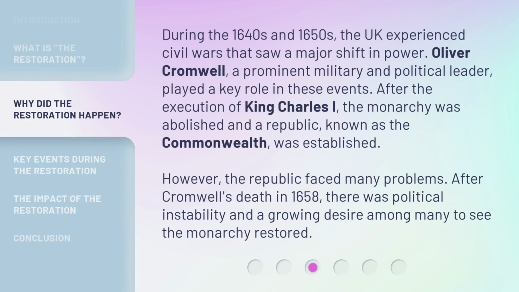During the 1640s and 1650s, the UK experienced civil wars that saw a major shift in power. Oliver Cromwell, a prominent military and political leader, played a key role in these events. After the execution of King Charles I, the monarchy was abolished and a republic, known as the Commonwealth, was established. However, the republic faced many problems. After Cromwell's death in 1658, there was political instability and a growing desire among many to see the monarchy restored.